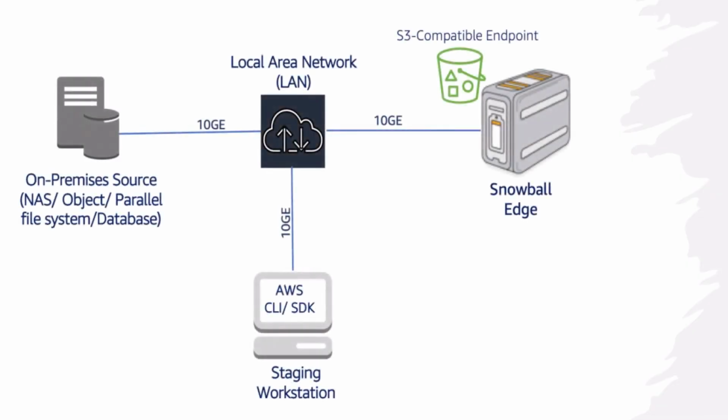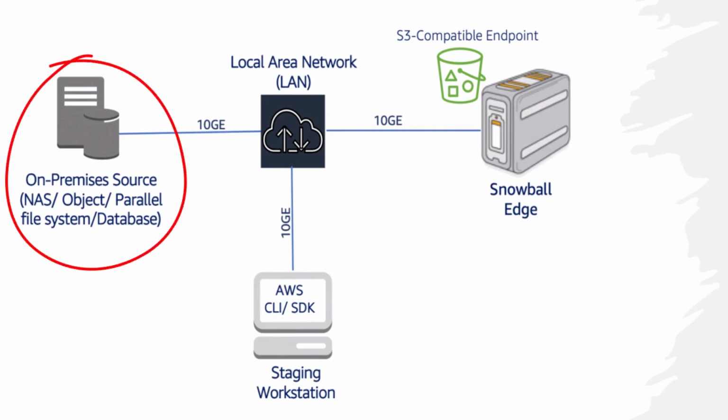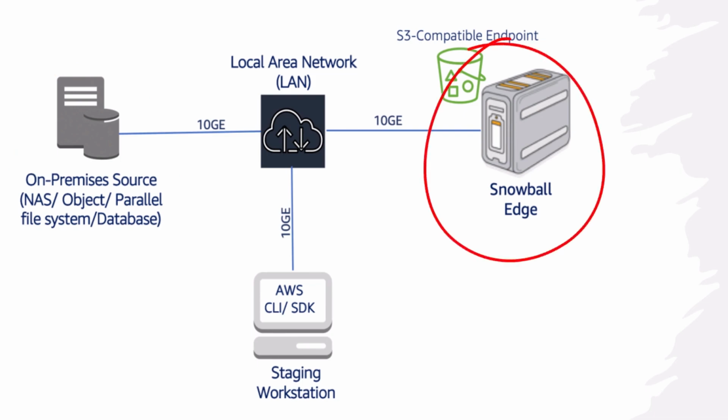This diagram illustrates the architecture commonly used for migrating data from on-premises data sources such as NAS arrays, databases, data warehouses, or other storage systems to AWS using Snowball Edge. The Snowball Edge storage optimized device has a raw storage capacity of 100 TB with a built-in Amazon S3 compatible endpoint, Amazon EC2 compute, and block storage capabilities.